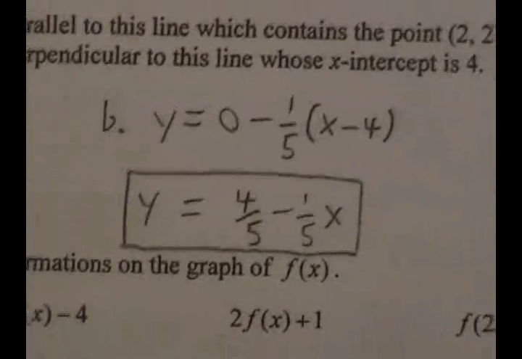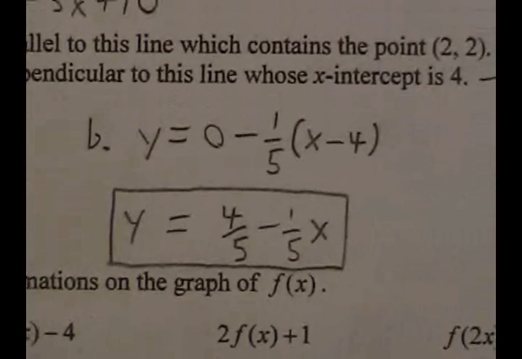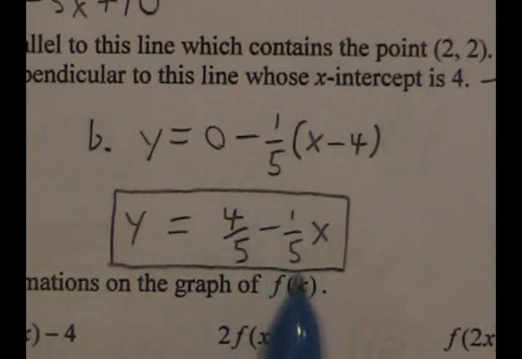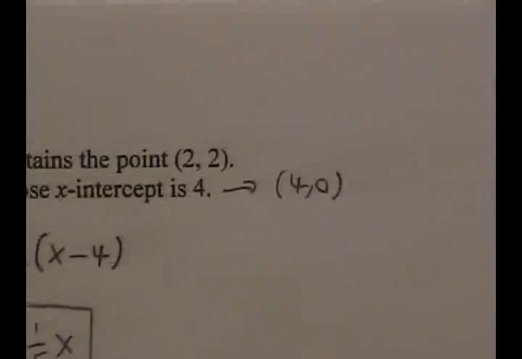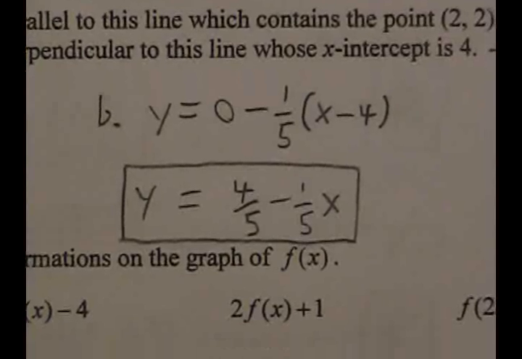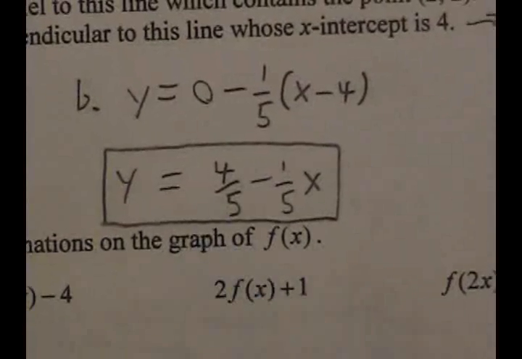For a perpendicular line, it has to have the opposite reciprocal slope. And since I said the x-intercept is 4, that means we're using the point right there, 4, 0. So I use that point as my x1, y1, and use minus 1/5 as my slope. And you work it out, that's what you get.